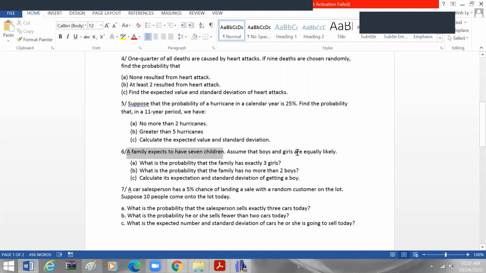For instance, for question number 6, this is also one of the final exam formats. A family expects to have 7 children. That is a big family. Do you agree? 7 children. That's a lot. But assume boys and girls are equally likely. What does that mean? Assume the boys are equal.